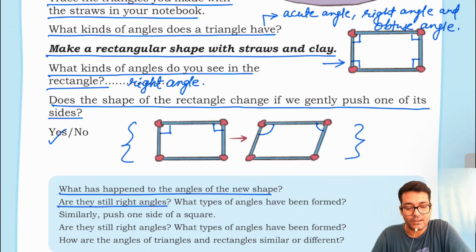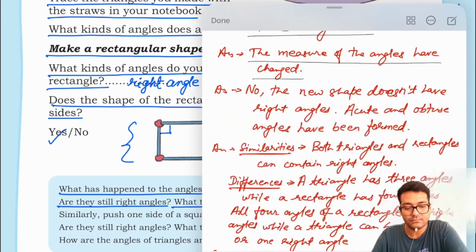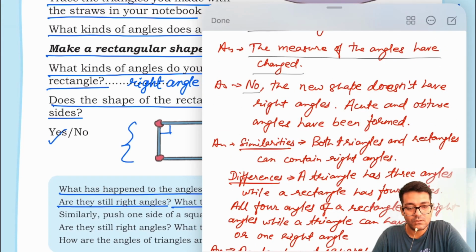Are they still right angles? The answer is no. What types of angles have been formed? No, the new shape does not have right angles. Acute and obtuse angles have been formed.